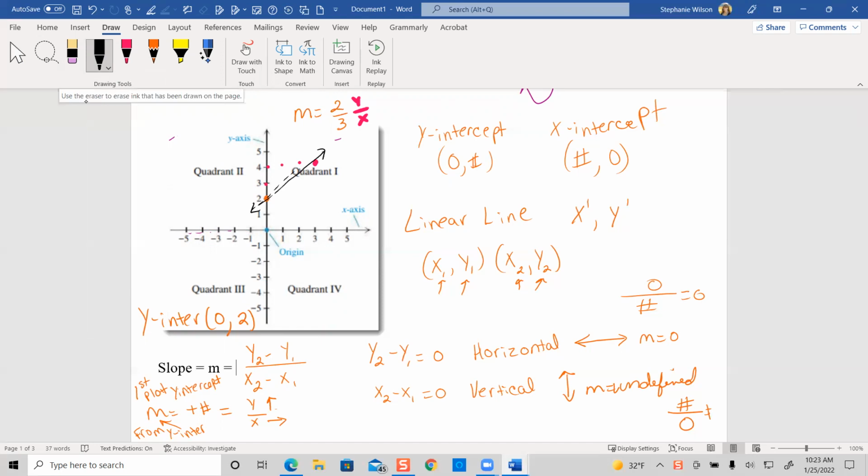So if you notice, if it's a positive number, my line rises left to right.